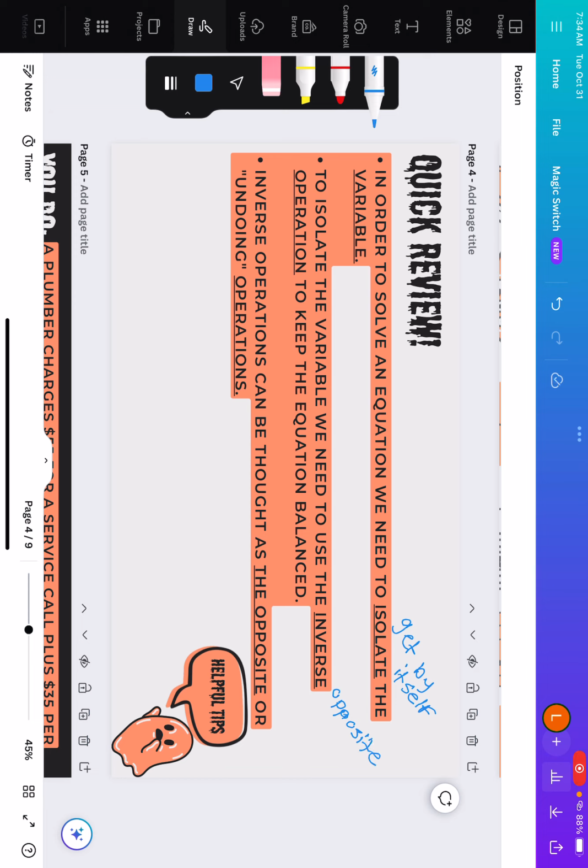So opposite operation. So for addition, the opposite is subtraction. For multiplication, the opposite is division, okay? So inverse operations can be thought of as the opposite or undoing operations. So yes, opposite operations, and they undo each other. They cancel each other out. So that's where we think about our zero pairs.